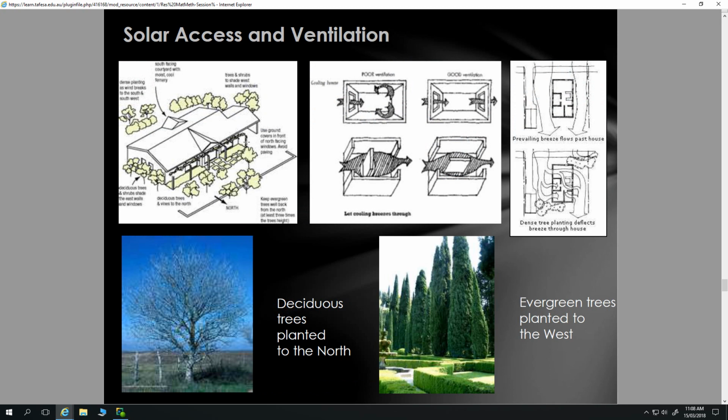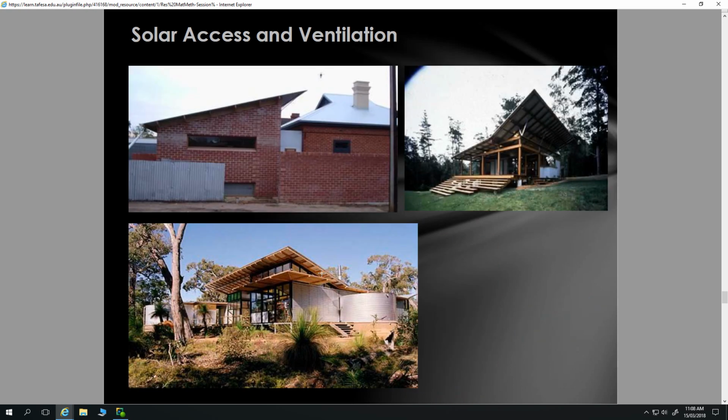Also, thinking about where or what trees to plant. So deciduous trees you plant to the north, so they provide shade in summertime, but they've lost all their leaves in winter, and the sun can pour through in winter time, giving you plenty of access to sun. But evergreen trees to the west. Typically, you don't want that western sun or that evening sun pouring into your building and warming up your building.